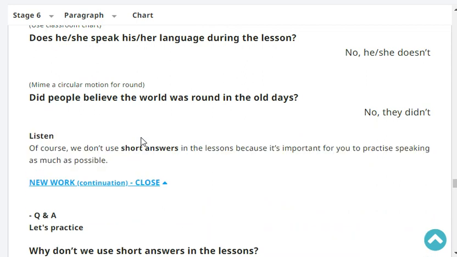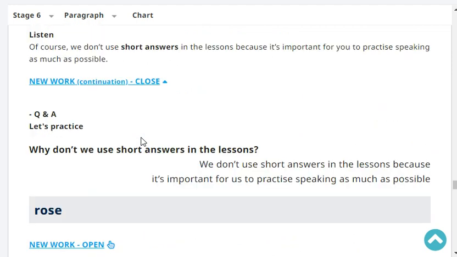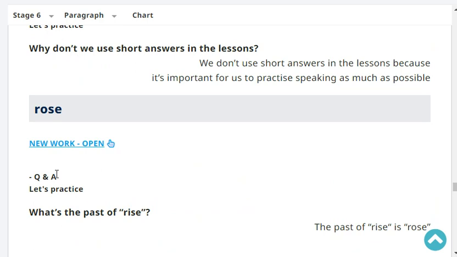Okay. Next, listen. Of course, we don't use short answers in the lessons because it's important for us to practice speaking as much as possible. But in everyday conversation, you can always use short answers. Okay, let's practice. Why don't we use short answers in the lesson? We don't use short answers in the lesson because it's important for us to practice speaking as much as possible. Very good.